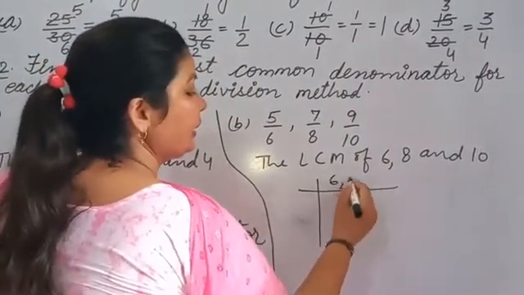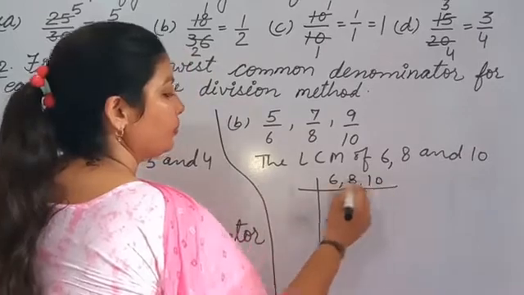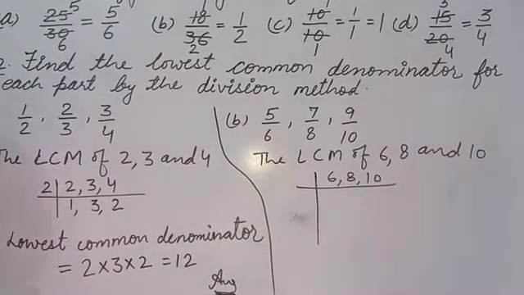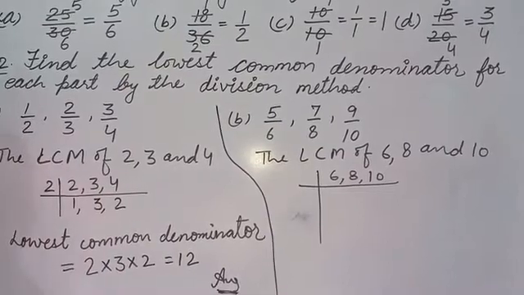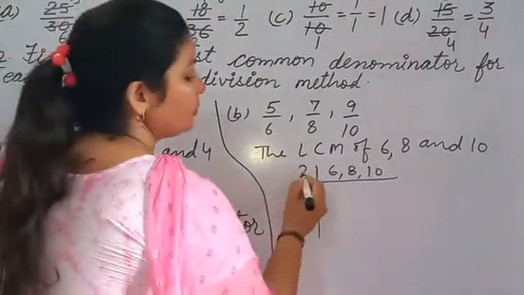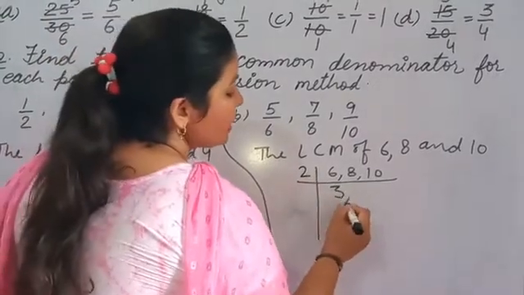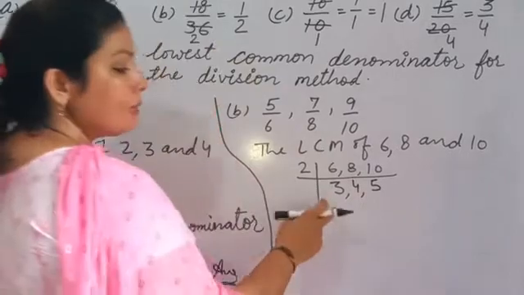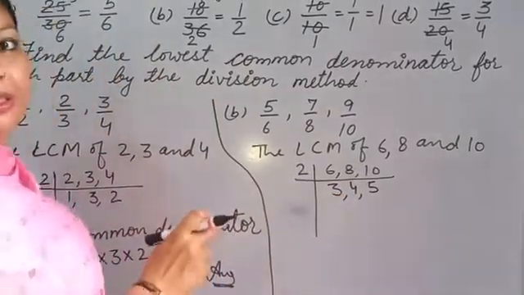Now we find their LCM: 6, 8, 10. Okay, now we can see that all three come in the 2 table. Okay, so first of all we divide by 2. So 2 is there. 2 3s are 6, 2 4s are 8, 2 5s are 10. Now again we will see that 4 will come in the 2 table. Okay.